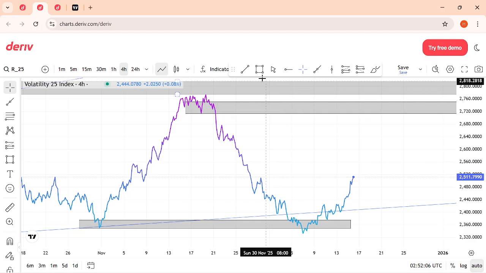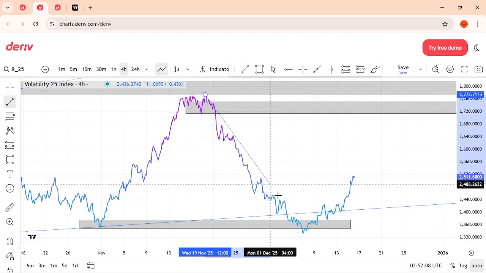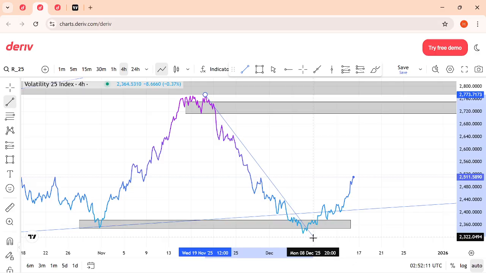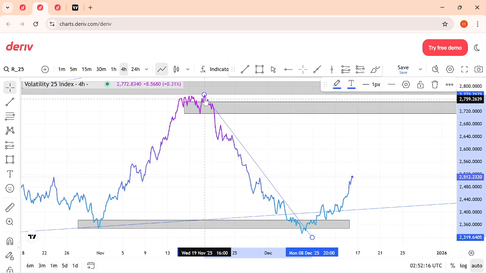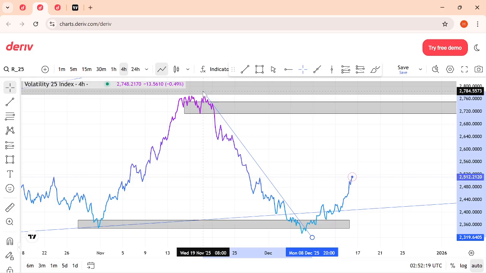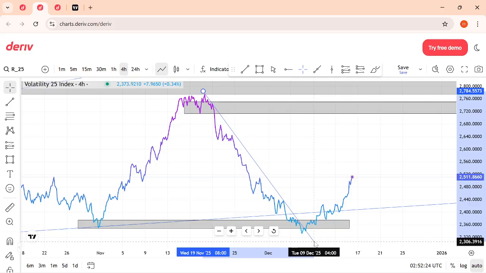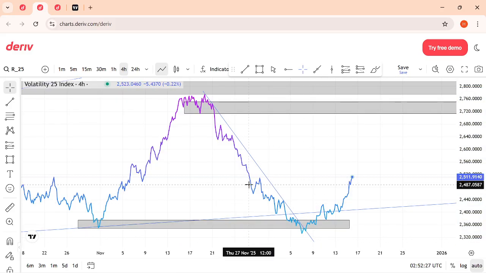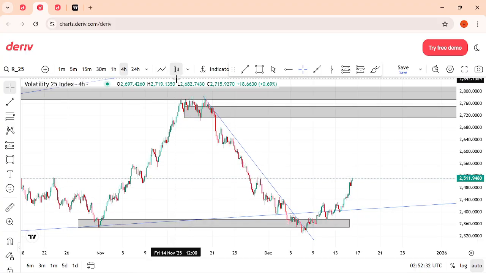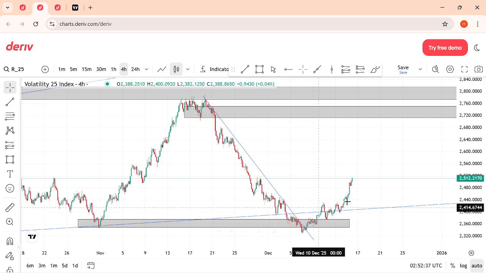Now we easily would want to plot our trend line. So our trend line connects from this high down to this point here. So this is it, and we can go back to the line graph. So now what we have here is price currently creating new levels to the upside.